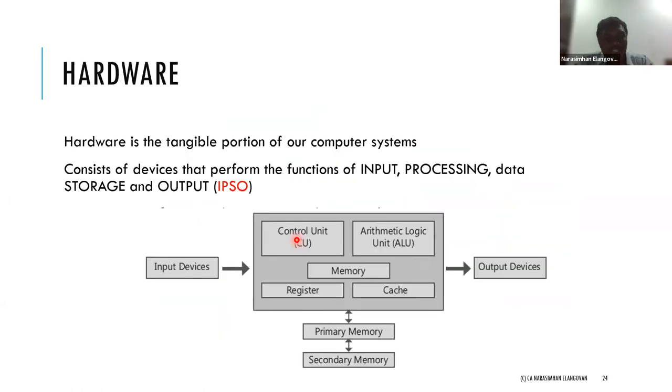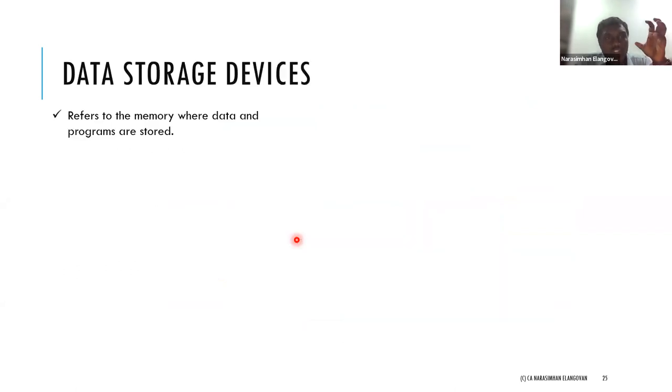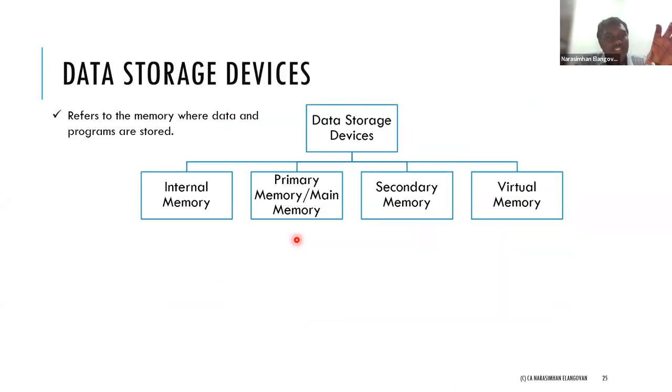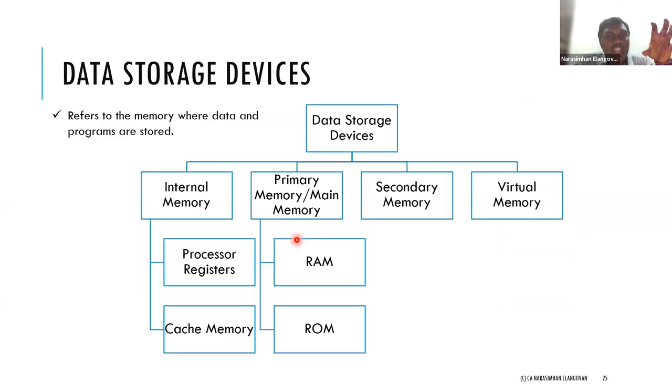So coming to the hardware. In the interest of time, I may have to go very quickly. Hardware is a tangible portion. It normally consists of input, processing, data storage, and output, right? Now, this is something which you're already aware, but the catch where they ask you questions is in the storage devices, right? Now, the storage devices, let me tell you the difference.